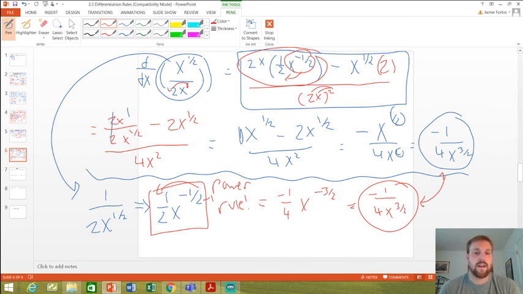So if you can simplify it down from the beginning, great, do that. It's fewer steps, but it's still important to know all these because sometimes you can't do that. All right, and that's all the rules, guys.